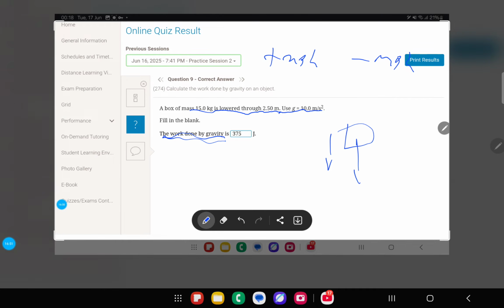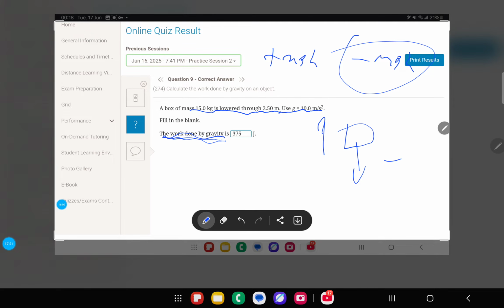And gravity is already pulling it down. So the direction of motion and the force, gravity, are in the same direction. They're both going down, so that means it's motive, it's positive. So we use positive mgh. You got it? But if it was lifted and they're asking for work done by gravity, gravity is down, so that's opposite. So it's negative, resistive. So we use negative mgh.